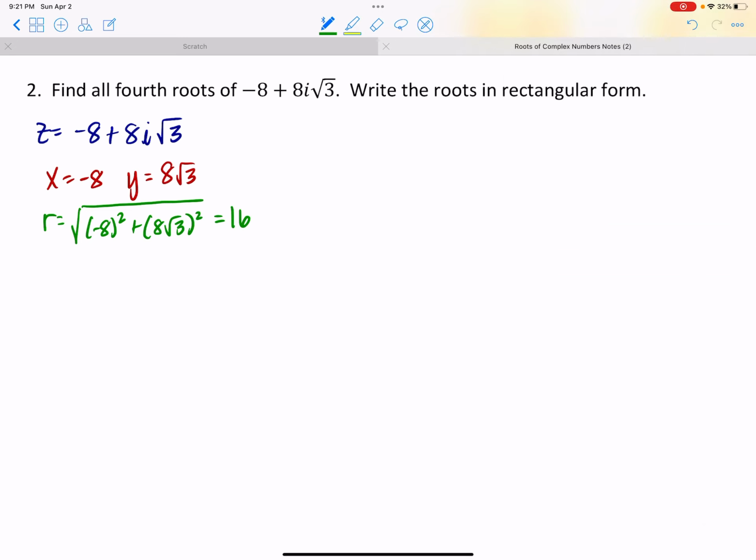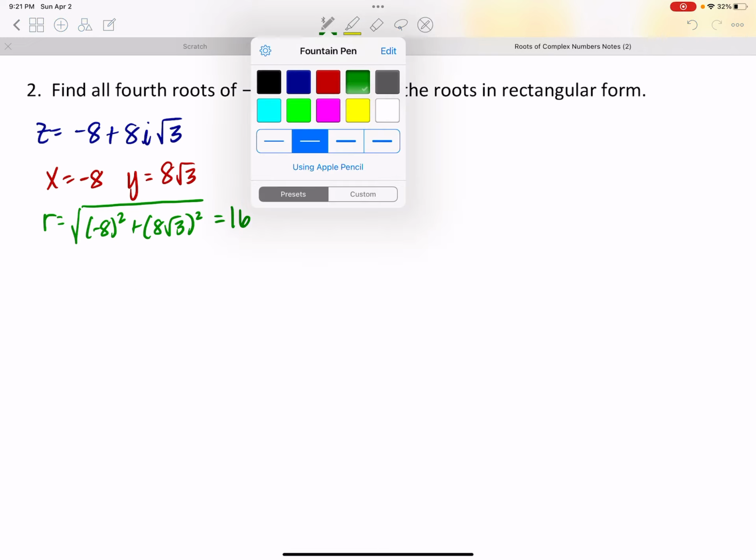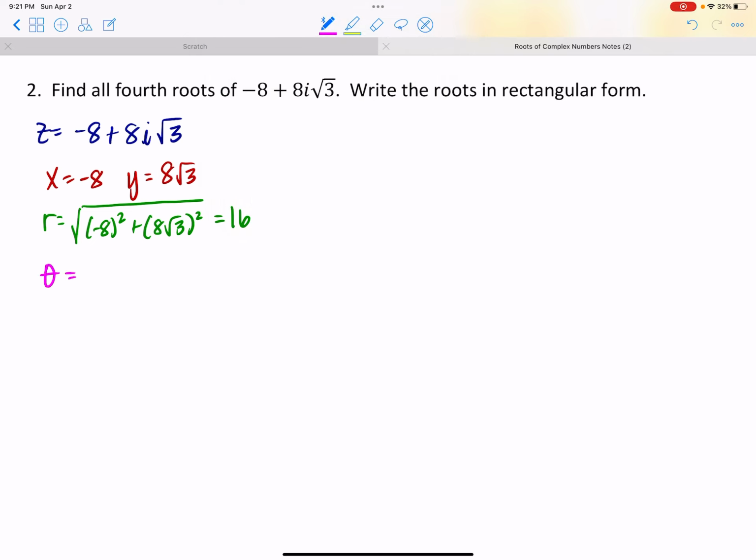Alright, so if you did the work, this is 64, and then this is really 64 times 3, and so we end up with 192 and 64, which is 256, and the square root of 256 is 16. But the calculator did it, okay, so we're good. And then our angle is the inverse tangent of our y value over our x value. So our y value of 8 radical 3 over our x value, which is a negative 8.